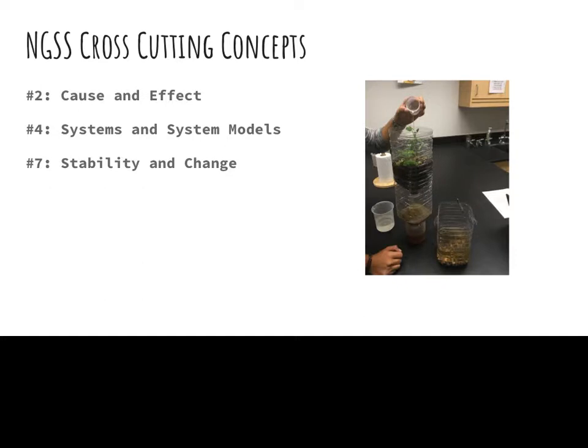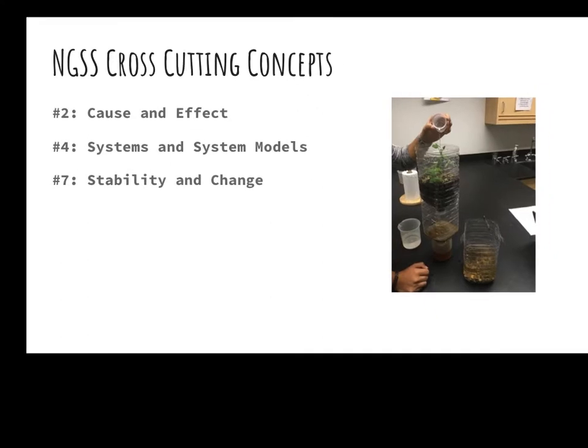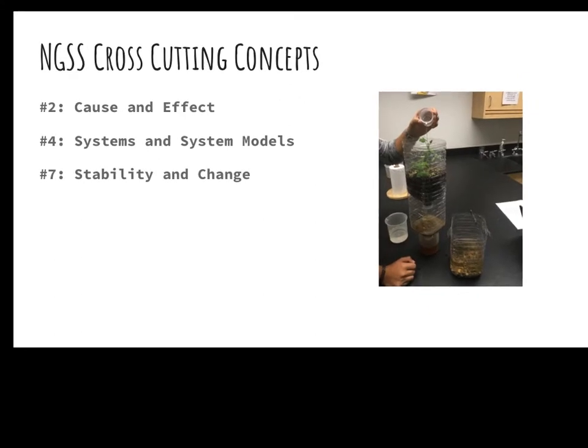These are the specific cross-cutting concepts that we hit pretty regularly in EcoColumns: cause and effect, systems and system models, and stability and change. I actually do have a document that goes over all of the NGSS cross-cutting concepts and science and engineering practices and Common Core state standards and how EcoColumns fits into the ones that are on this presentation.